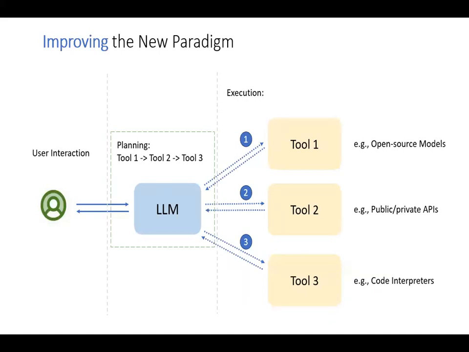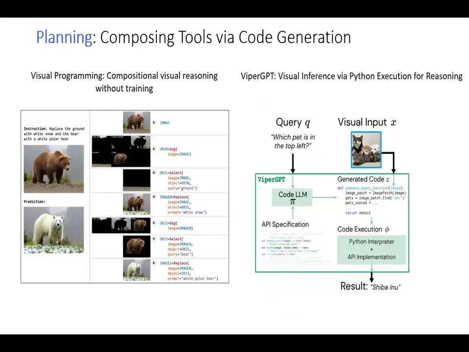There are also works on improving this new paradigm, mostly focused on the planning step. The previously mentioned multimodal agents all use natural language to prompt a large language model for planning and to decide which tools to use. One can use programming language for more accurate execution. However, as the code is still generated by a large language model, the problem of inaccurate tool using still remains.